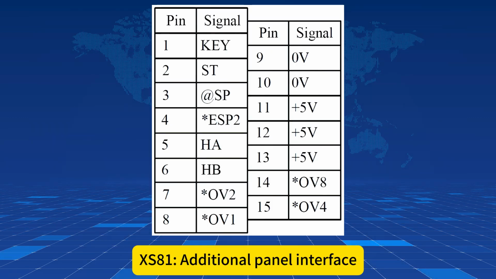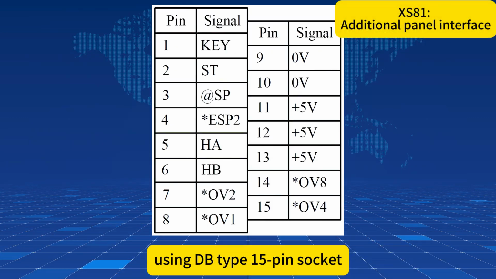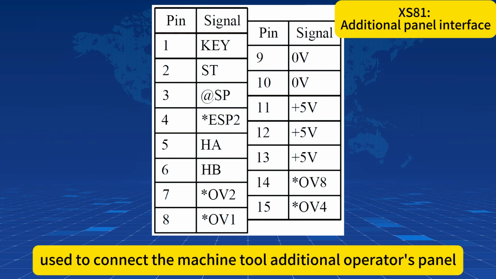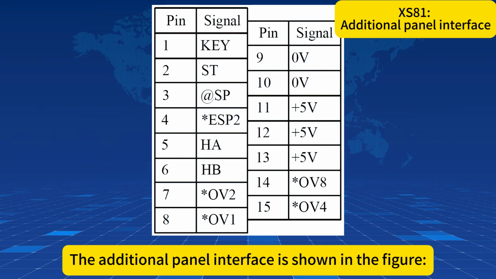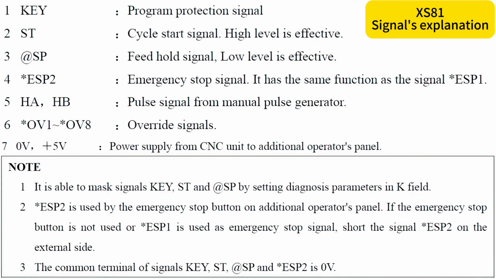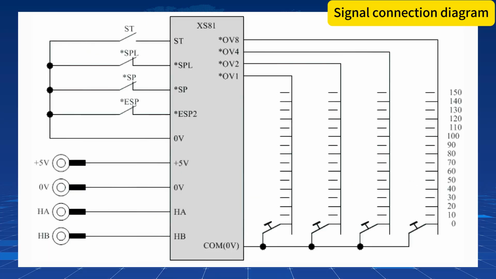XS81 additional panel interface, using DB type 15-pin socket, used to connect the machine tool additional operator's panel. The additional panel interface is shown in the figure. Signals explanation. Signal connection diagram.